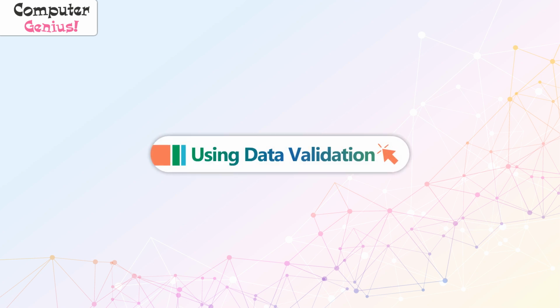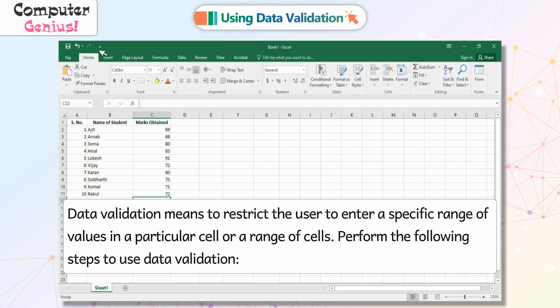Using data validation. Data validation means to restrict the user to enter a specific range of values in a particular cell or a range of cells. Perform the following steps to use data validation.